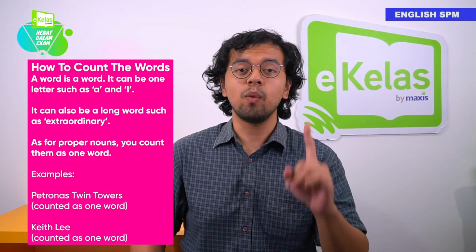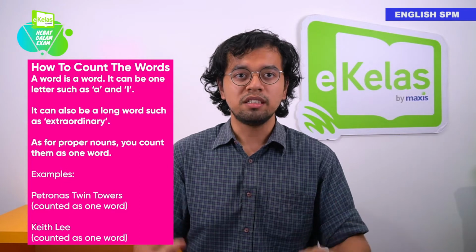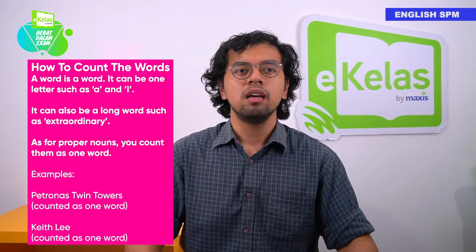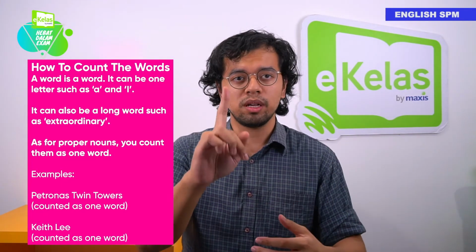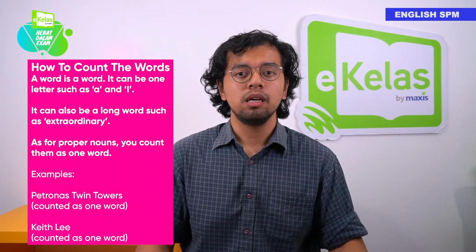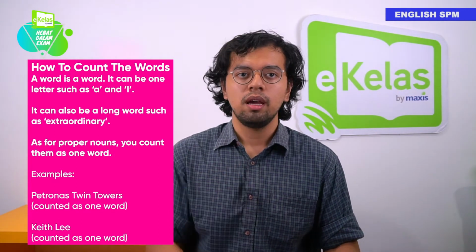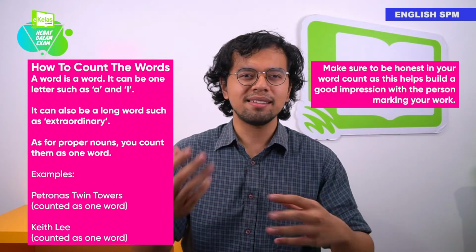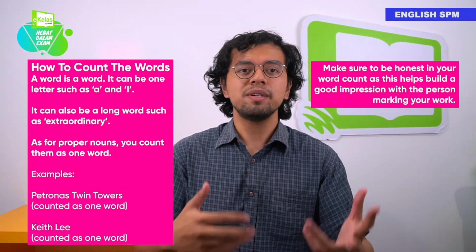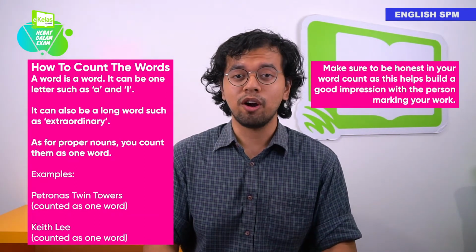How to count the words. A word is a word. It can be one letter such as I and but it can also be a long word such as extraordinary. Like for proper nouns, you can count them as one word. So examples would be Petronas Twin Towers, counts as one word. Keith Lee, count it as one word. And make sure to be honest with your word count, as this helps build a good impression with the person marking your work. You don't want to be caught lying now, do you?